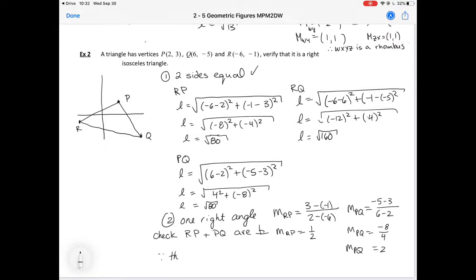So since there are two equal sides and the slope of RP is perpendicular to the slope of PQ, PQR is an isosceles right triangle because it satisfies those two criteria.